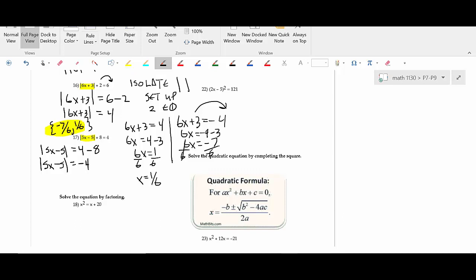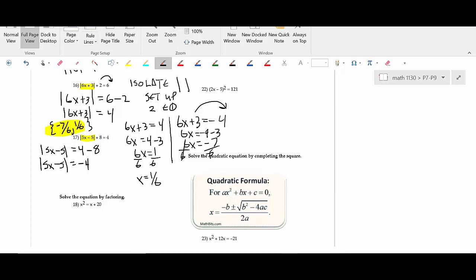Is it possible to take a number for x, work out 5x minus 5, get an absolute value, and get a negative number? Is that possible? No. So no matter what x is, this whole thing right here, since you're doing an absolute value, will never be negative 4.